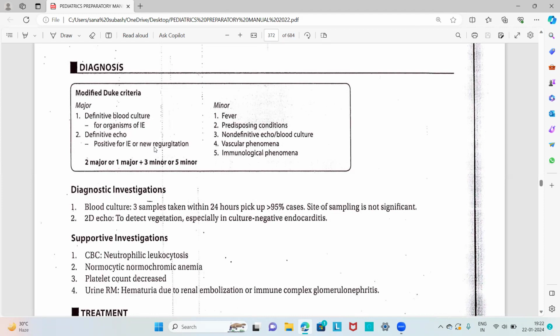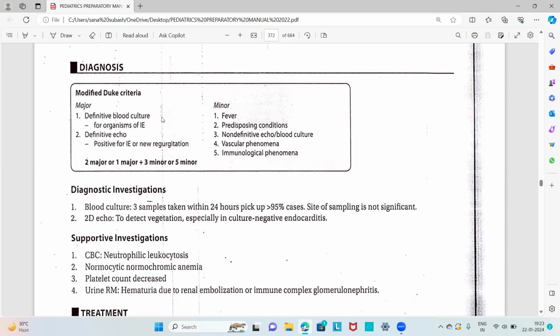The minor criteria are fever, predisposing conditions, a non-definitive echo or blood culture, vascular phenomena, and immunological phenomena. So the major criteria are a definitive blood culture and a definitive echo, and the minor criteria are fever, predisposing factors, a non-definitive echo or blood culture, vascular phenomena, and immunological phenomena.